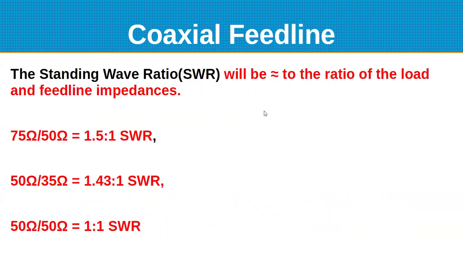Okay, so what is standing wave ratio? Well, it's the ratio of the load to feed impedances. So in the case of the half wave dipole, let's say it's 75 ohms, it varies a little bit, and 50 ohm coax, I'm going to have a 1.5 to 1 SWR. And if I measure it with an SWR meter, that's what I should see, depending on how long and how lossy the coax is. And we'll talk about that in a little bit.